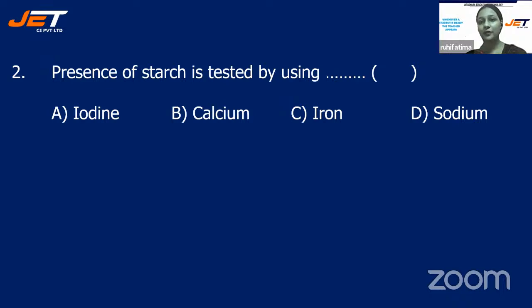Now the time is up, and let's see the correct answer. I have got many responses of iodine. Let's see whether it's the correct answer or not. Yes, iodine is the correct answer. When we drop 1 or 2 drops of iodine on the starch content, it turns blue-black. That confirms the test of starch. This is how we know that iodine is the test for starch.